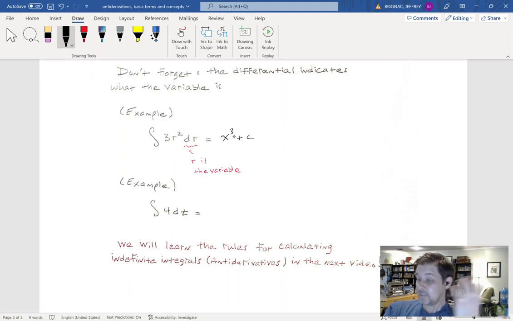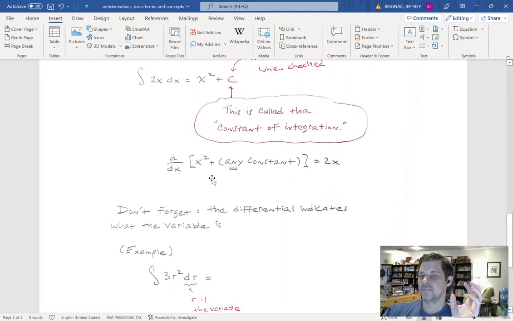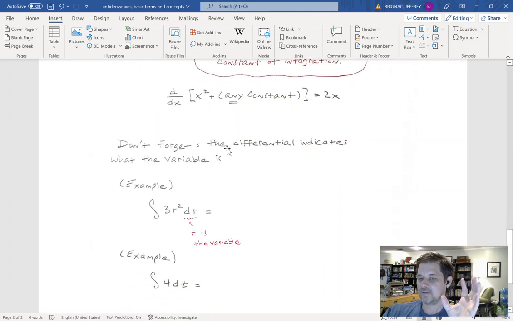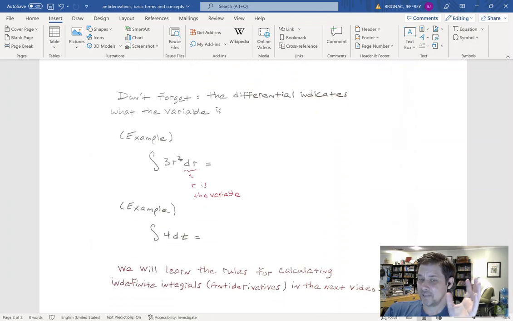I'll give you the rules in the next video. And you'd say, well, that does work. The derivative of x to the third power is 3x squared. But if I write that, I'm overlooking that r is the variable. Okay, you get the idea? So I've got to pay attention to what I give the answer as. I've got to make sure I include my constant of integration, but I've got to pay attention to the variable too. So I would actually want r to the third power plus c.